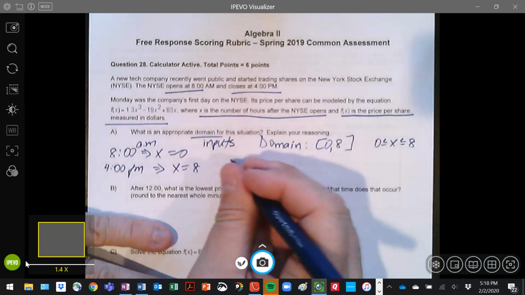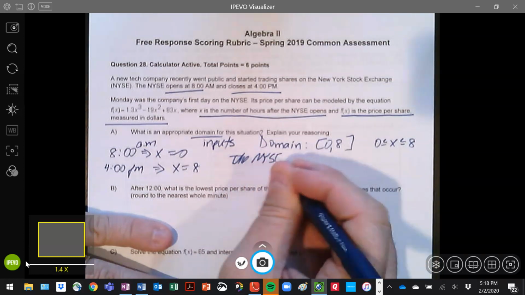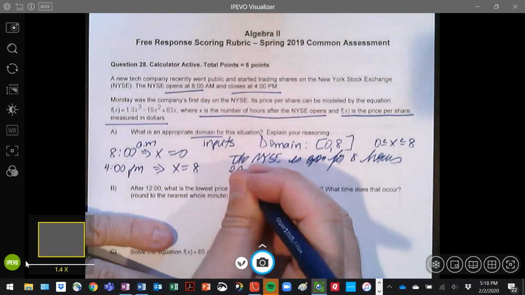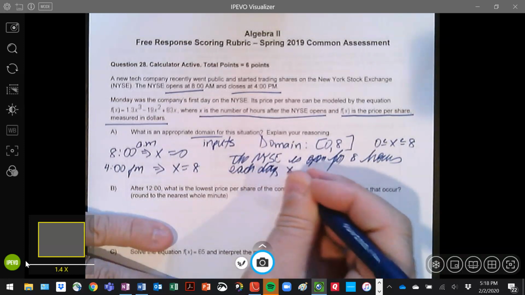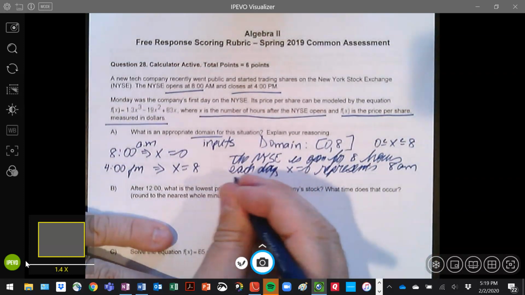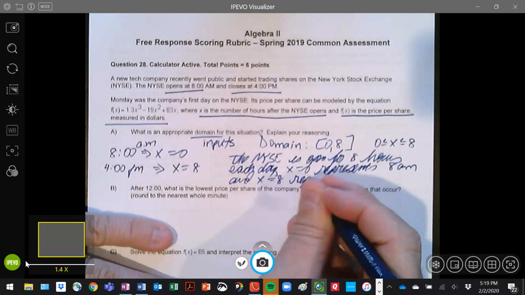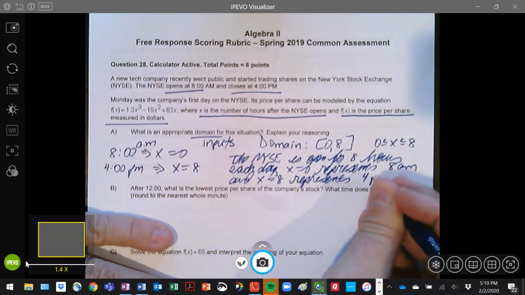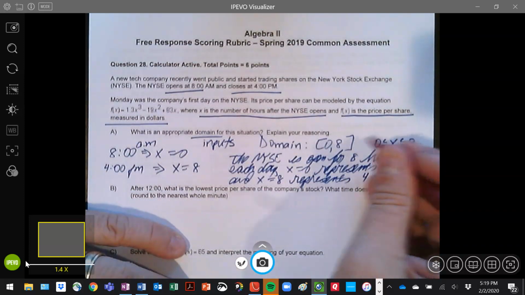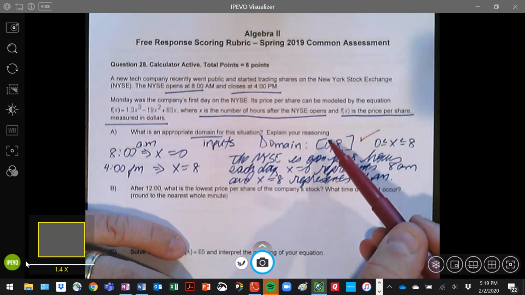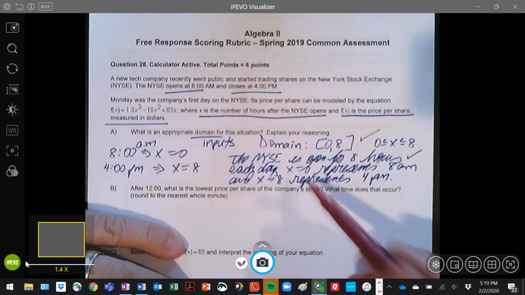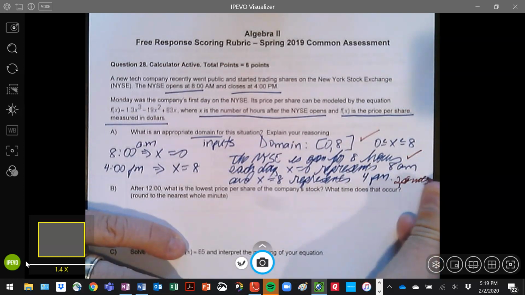In terms of my reasoning, I could say the NYSE is open for 8 hours each day. x equals 0 represents 8 a.m. and x equals 8 represents 4 p.m. This was meant to be a relatively easy, straightforward question. You earned 1 point for expressing the domain correctly using either interval notation or inequality notation, and another point for the explanation of your answer. So this is worth 2 points.